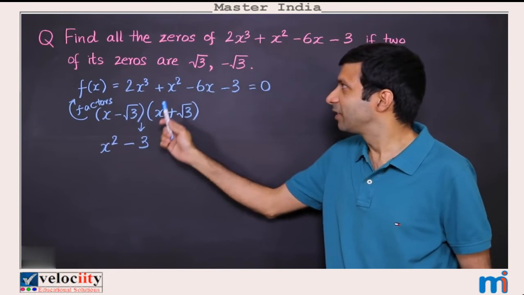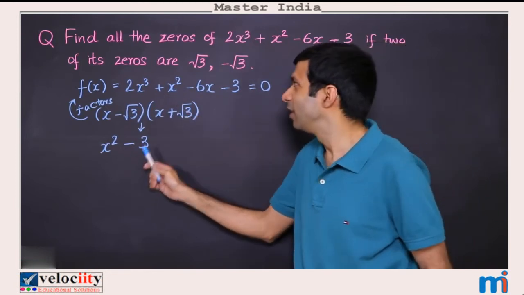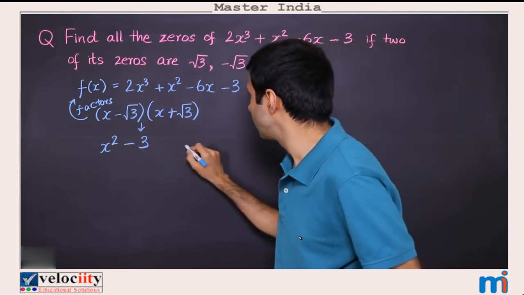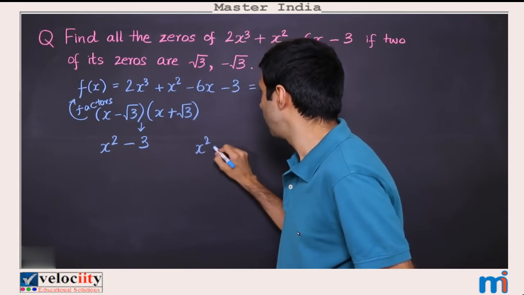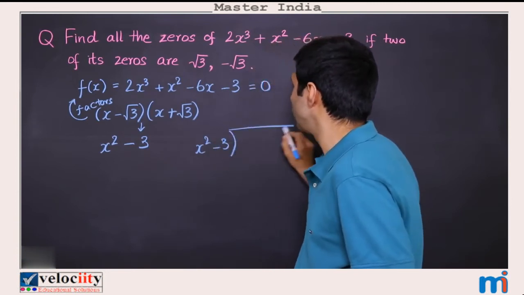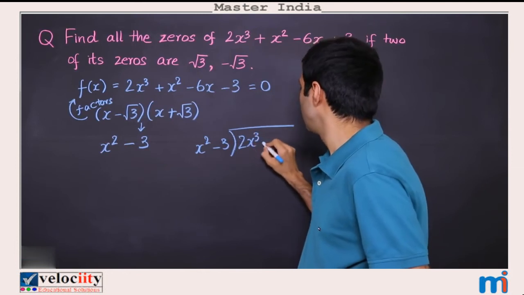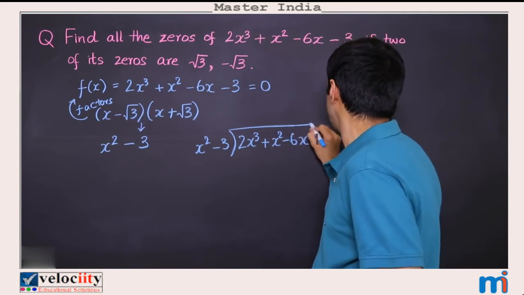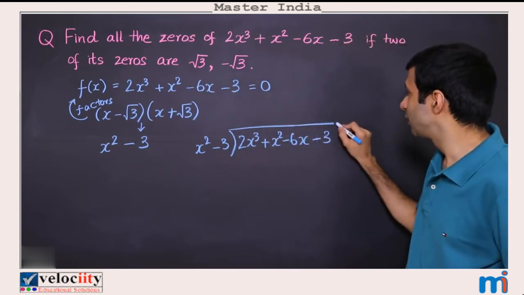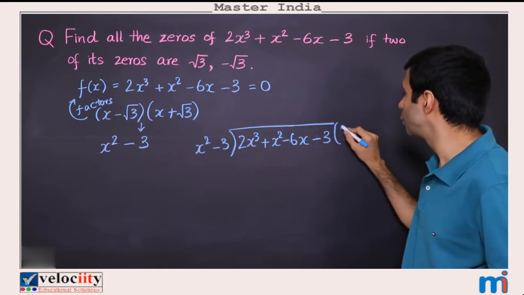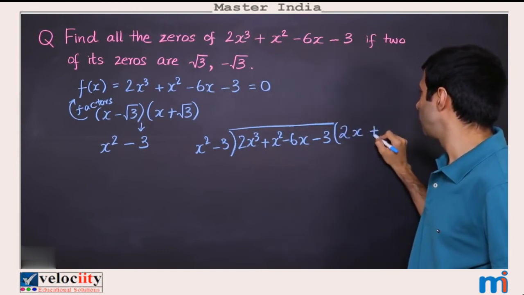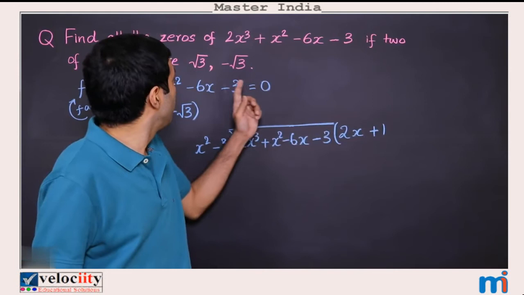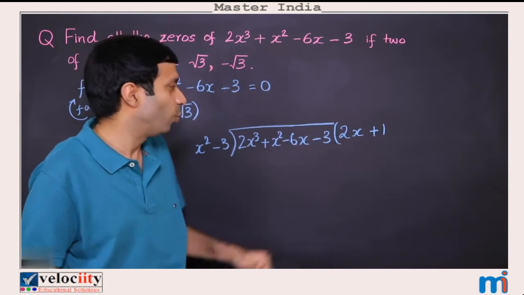That means this polynomial can be divided by this. So if we divide the polynomial by x square minus 3, so let's write it like this. So x square minus 3, if we sit and do this division, so 2x cube plus x square minus 6x minus 3. So if you sit and divide this and you solve this, you're going to get the quotient as 2x plus 1. Okay, so now how can we find the other 0? So we've got the quotient as 2x plus 1.